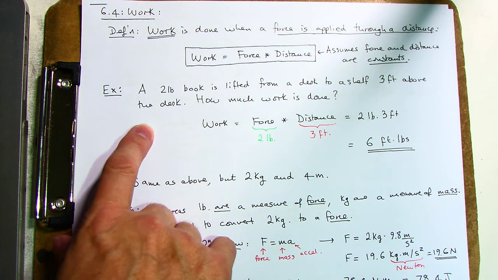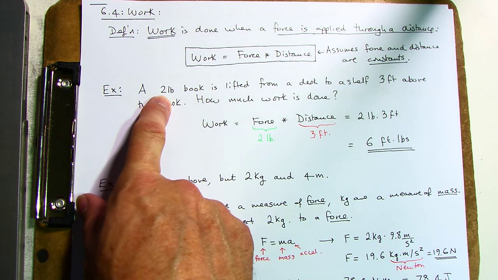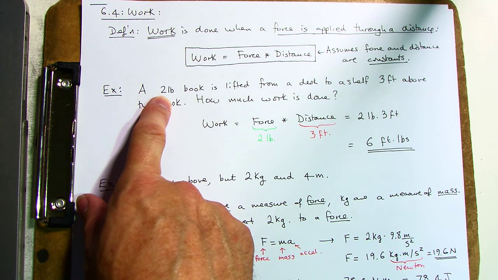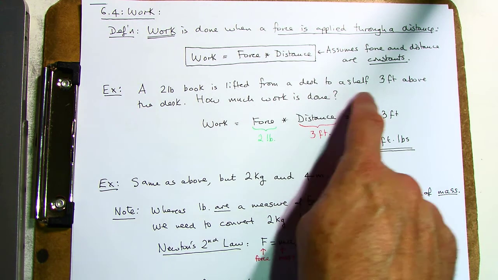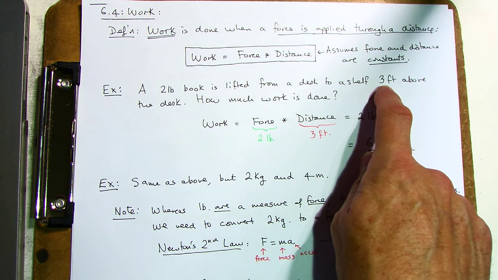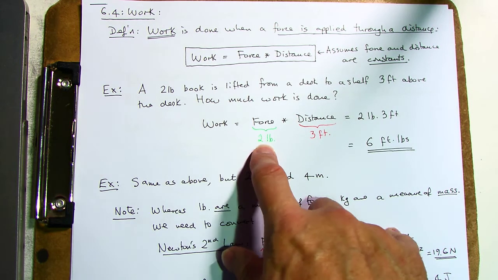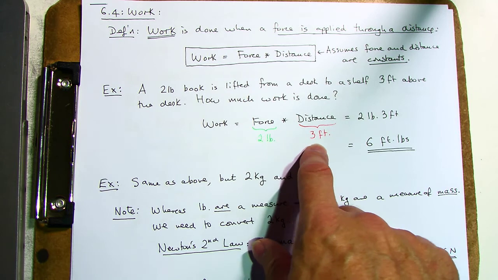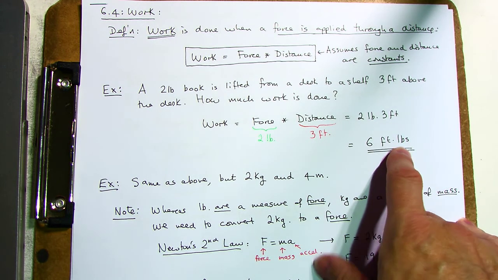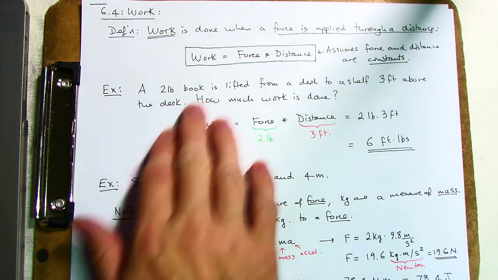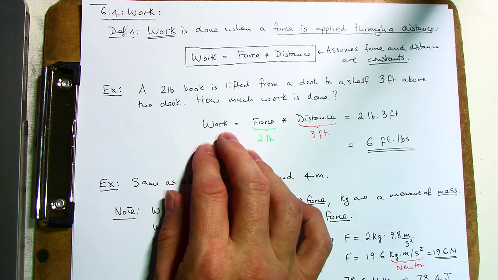So here's a very basic high school math example. If you were to lift a 2-pound book, you need to apply 2 pounds of force to lift it. So you're applying 2 pounds of force, and you lift it from a desk to a shelf 3 feet above the desk. So you lifted it through 3 feet. How much work did you do? You applied 2 pounds of force through 3 feet of distance, so 2 pounds times 3 feet, you did 6 foot-pounds of work. This is not a calculus question, this is just getting the idea of work established. That's how work is calculated.